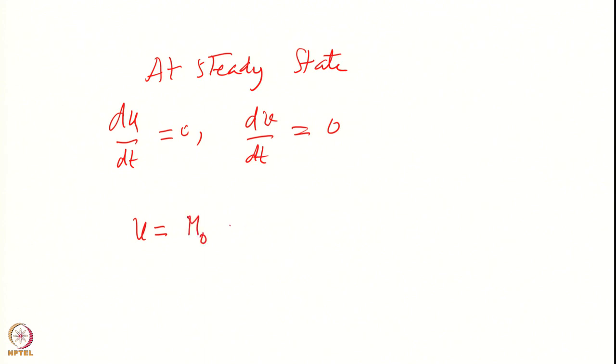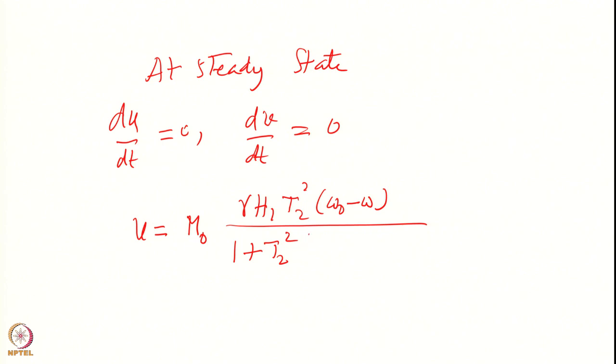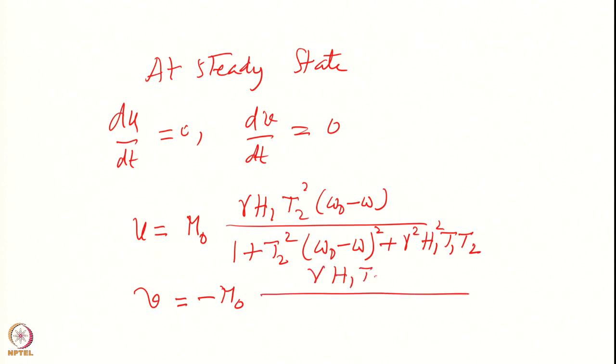If you substitute these into those Bloch equations, then you will get u is equal to M naught gamma H1 T2 squared (omega naught minus omega) divided by 1 plus T2 squared (omega naught minus omega) squared plus gamma squared H1 squared T1 T2. And v will be minus M0 gamma H1 T2 divided by 1 plus T2 squared (omega naught minus omega) squared plus gamma squared H1 squared T1 T2.